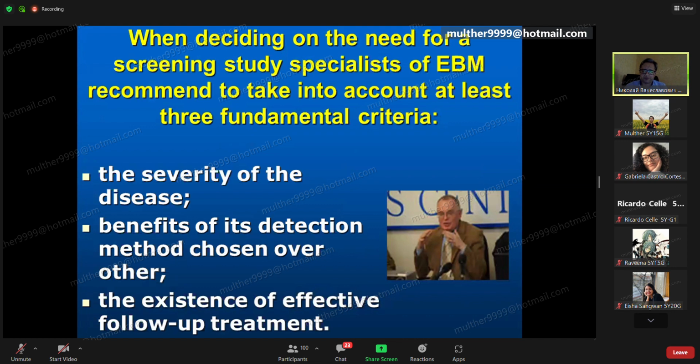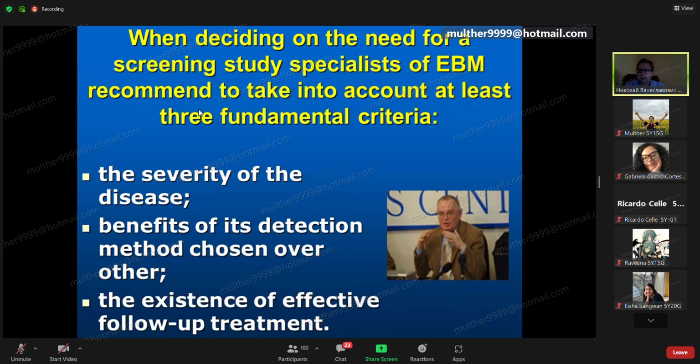According to the opinion of the Russian specialist of evidence-based medicine, whose photo you can see on the screen, Vasily Vlasov, when deciding on the need for screening studies, specialists of EBM recommend taking into account at least 3 fundamental criteria. First, the severity of disease. For example, if it's cancer, of course, it's severe.